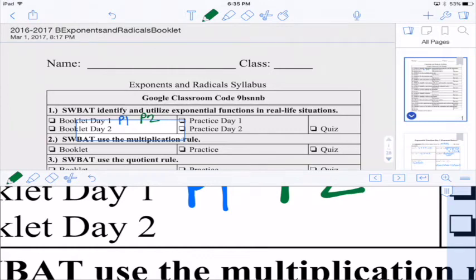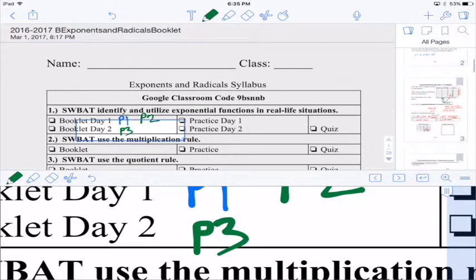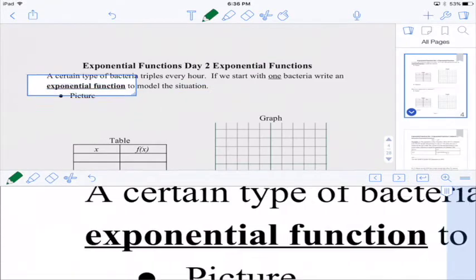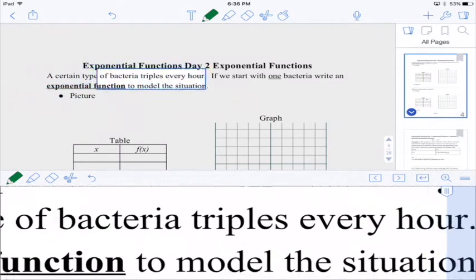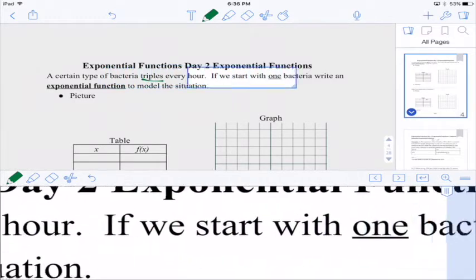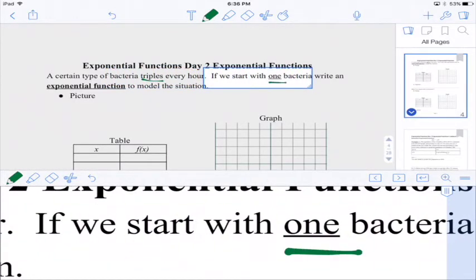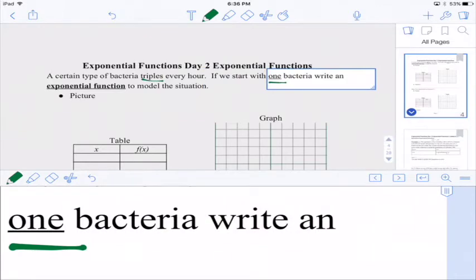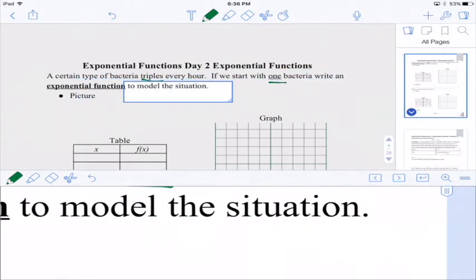Algebra 1 students, so this is now going to be working on page 3 in our booklet, and we're going to start working with some exponential functions. So on page 3 we say a certain type of bacteria triples every hour. If we start with one bacteria, write an exponential function to model the situation.